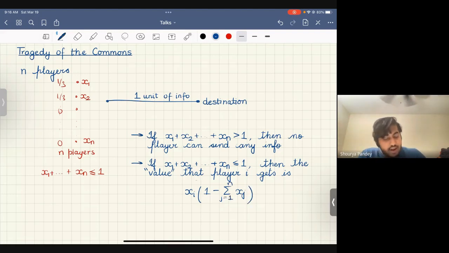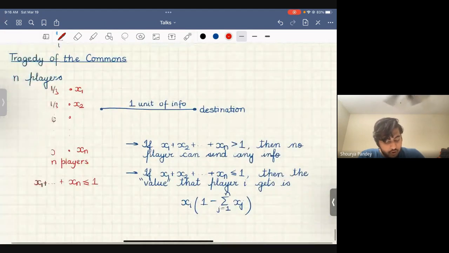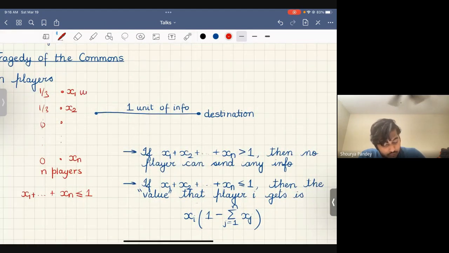Because this is a rate of information, not x1 units of information, it's more like x1 units of information per second or something, and then we can only carry at most 1 unit of information per second or something.